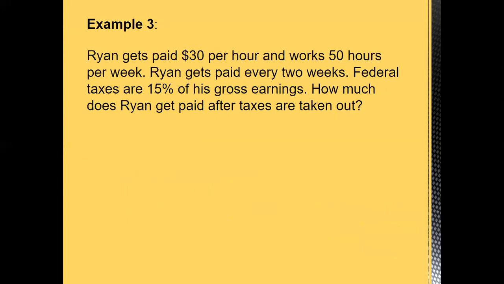Example 3. You're going to see an example like this in your follow-up assignment. So just pay attention. Ryan gets paid $30 per hour and works 50 hours per week. Ryan gets paid every 2 weeks. Federal taxes are 15% of his gross earnings. How much does Ryan get paid after taxes are taken out?